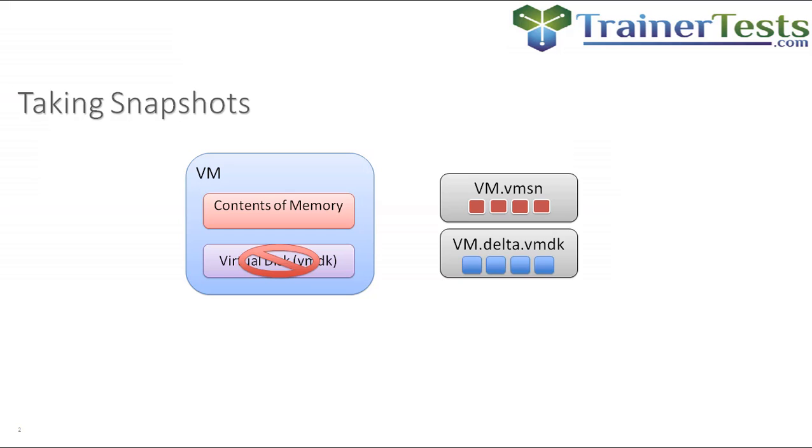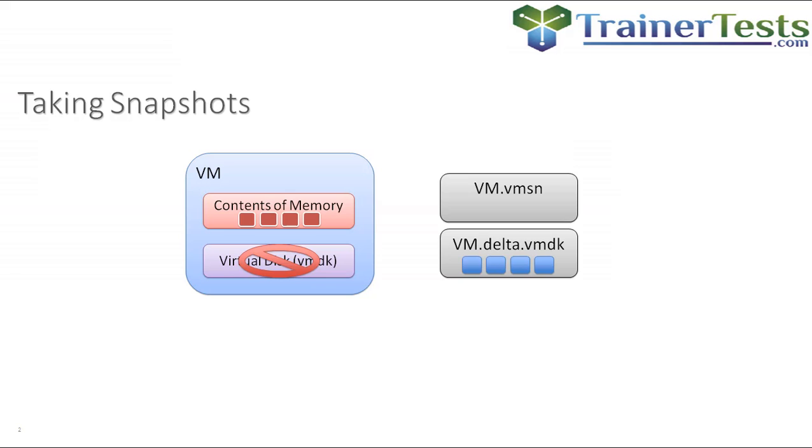And let's say that our software update doesn't go so well. You know, now maybe we need to revert back to this snapshot. We need to fall back to that fallback point that we created. If we decide to revert to a snapshot, the contents of that VMSN file are restored to memory. Now the contents of memory are exactly as they were when we took that snapshot.